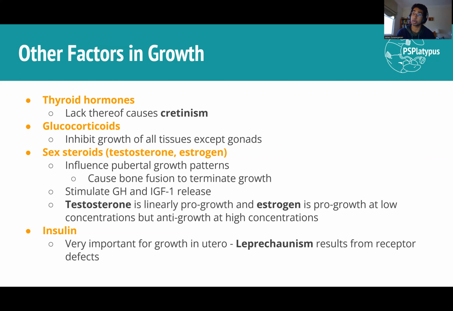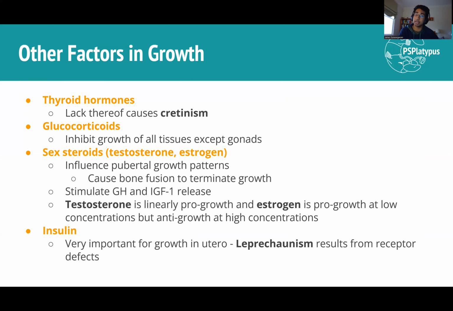Glucocorticoids, they're not pro-growth, they're actually anti-growth. If you have too many glucocorticoids like cortisol, you get inhibited growth of all tissues except for your gonads, i.e. the sex organs. And speaking of them, sex steroids like testosterone and estrogen are very important during pubertal growth, because obviously we think about things like the growth spurt during puberty. And so they stimulate growth hormone release so that you actually get growth during that period.